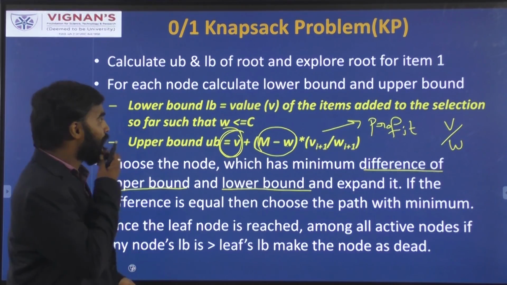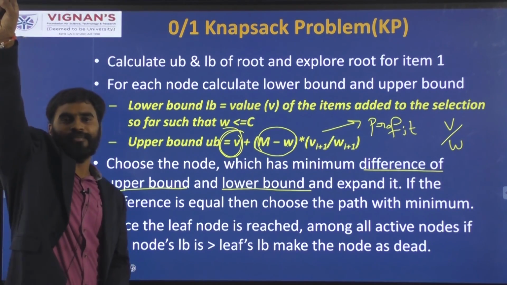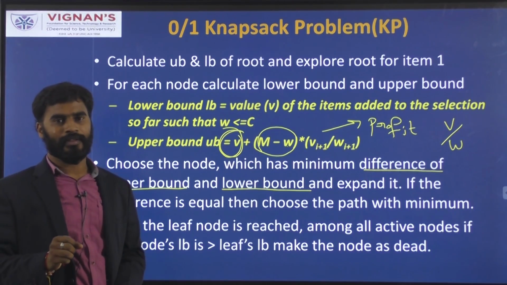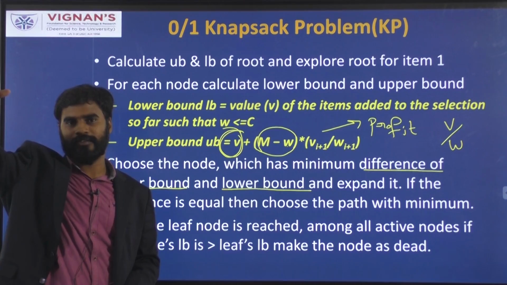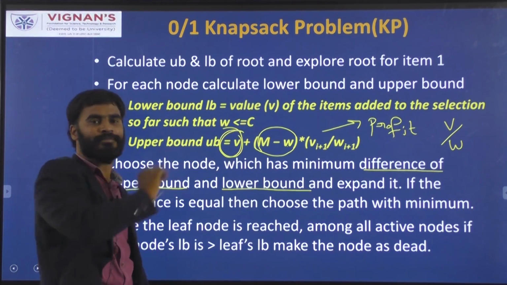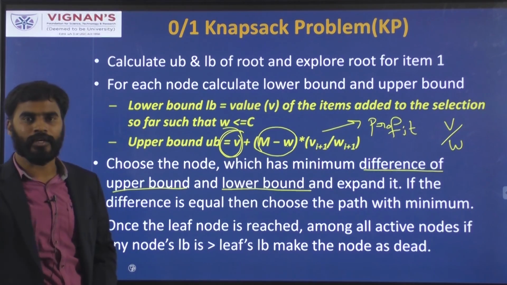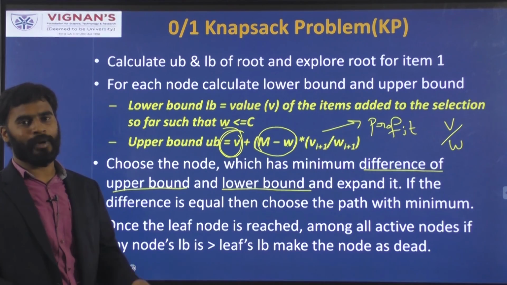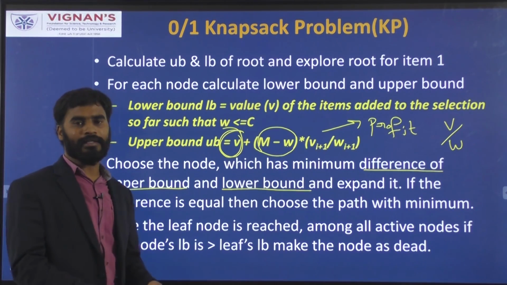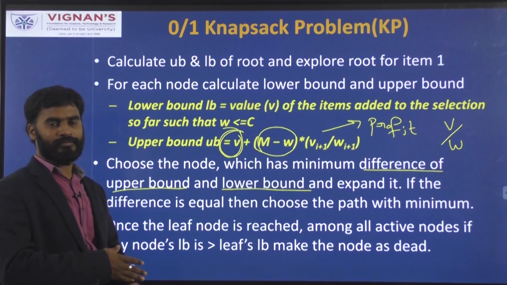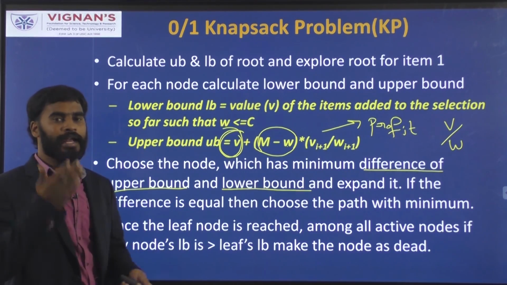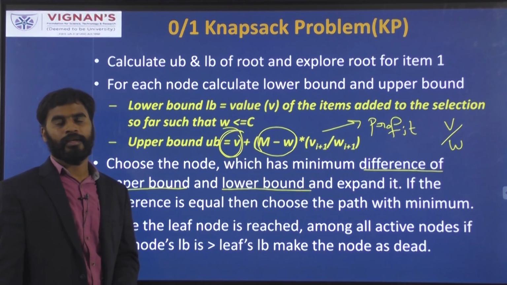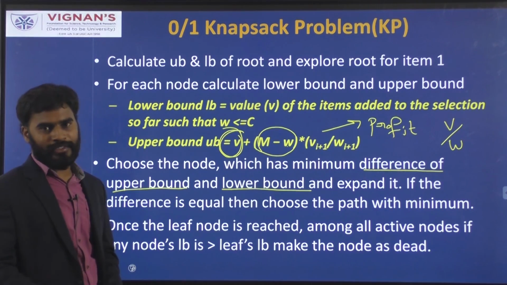I'll do the steps once again. Start from the root node and calculate the lower bound and upper bound for the root node. Each node will have 2 branches: one branch indicates that the item is included, and the other specifies that the item is not included. For each node calculate the lower bound and upper bound. A lower bound is the value of the current selection with no fractions, and the upper bound is the value of the current selection with fractions.